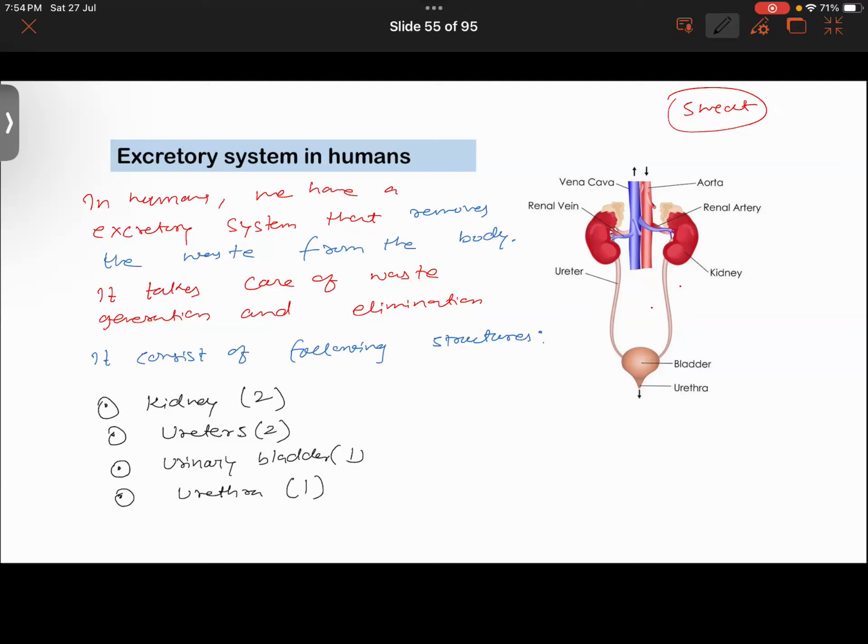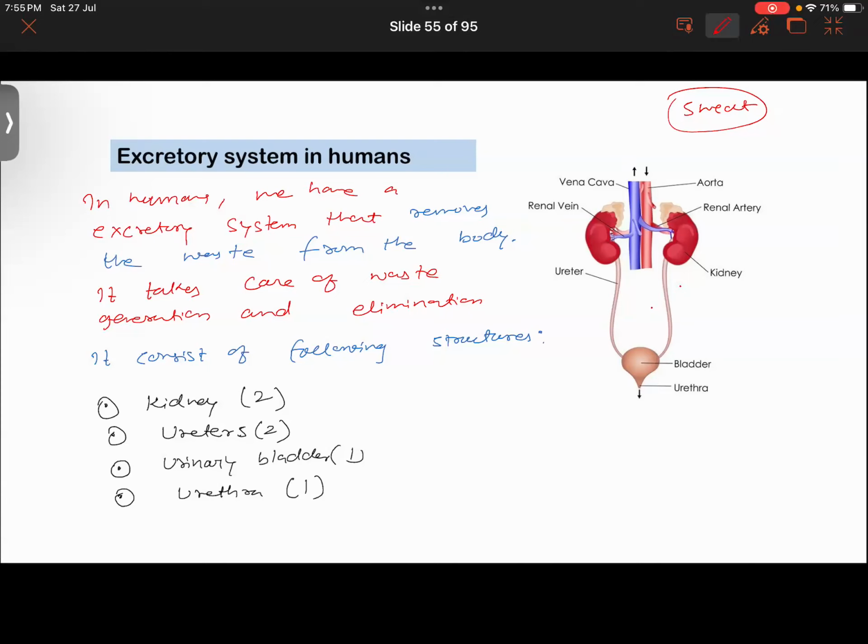What is the shape of the kidney? Look at the shape of the kidney. Bean-shaped organ. Good. It takes care of waste generation and elimination. It consists of the following structures: kidney, ureters, urinary bladder, and urethra. Out of these, the kidney is the main organ of the excretory system of humans, particularly.